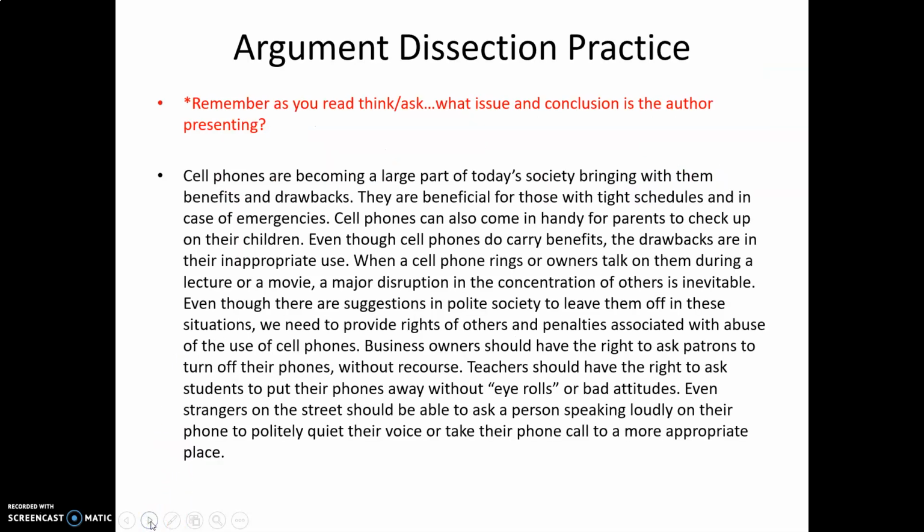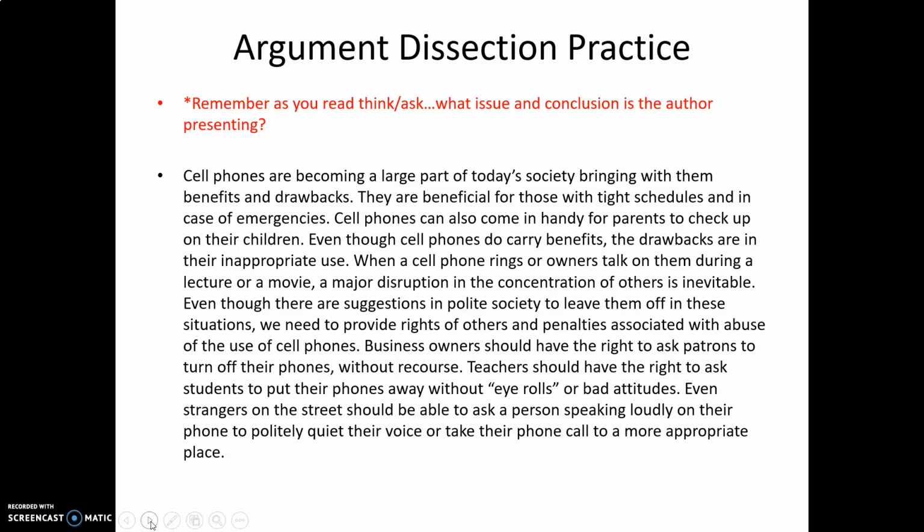So remember again, okay, what is the issue this author is presenting and what is the conclusion? So this particular piece does not state the issue right at the very beginning the way the last one did. Okay, so cell phones are becoming a large part of today's society, bringing with them benefits and drawbacks. They are beneficial for those with tight schedules and in case of emergencies. Cell phones can also come in handy for parents to check up on their children.